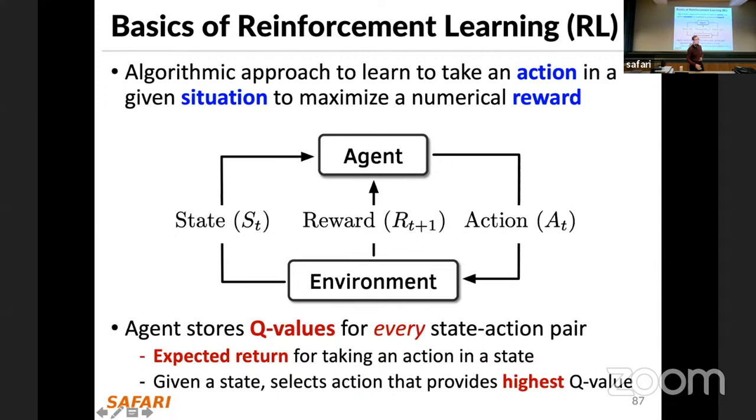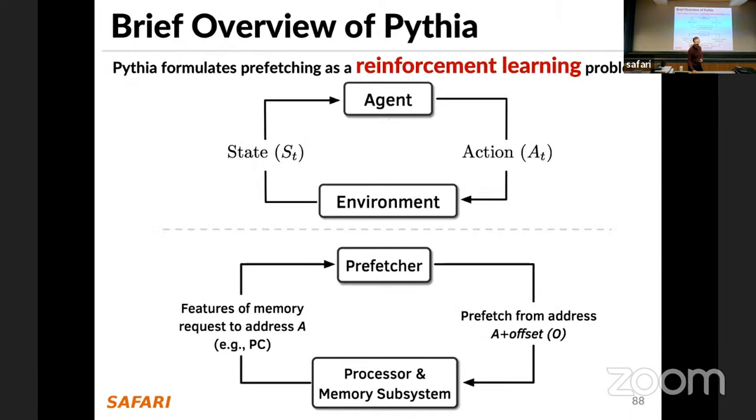So basically, the prefetcher can be thought of this way as an agent. It observes features of a memory request to address A, for example, program counter, but it could be other stuff also, as we will see. And then it prefetches an address, which is computed as address A plus offset O. And then it receives a reward. And over time, it figures out what offsets to use, depending on what addresses and features. Okay, that's the idea, to maximize the rewards.